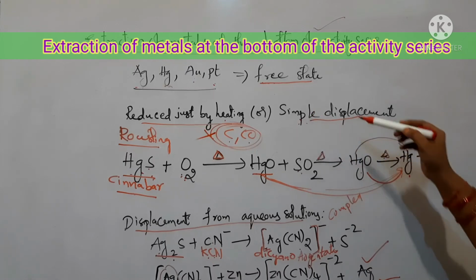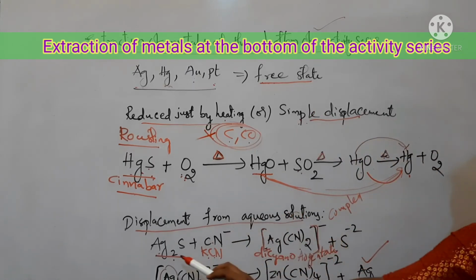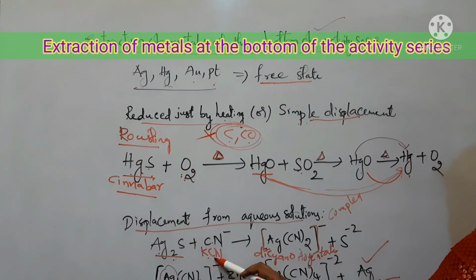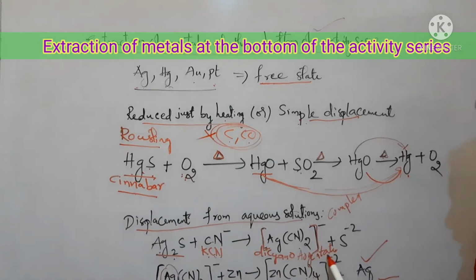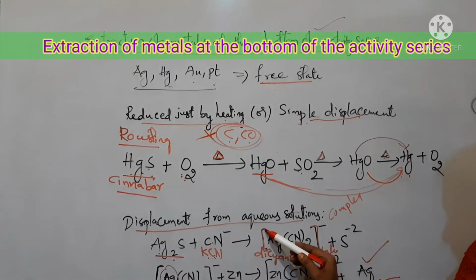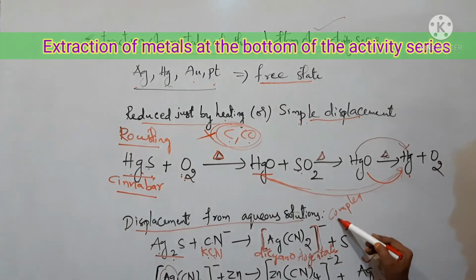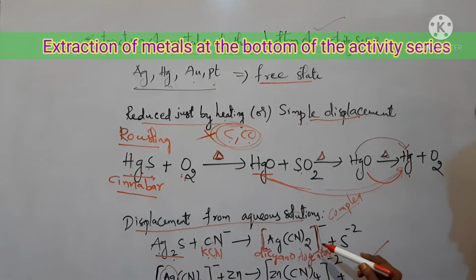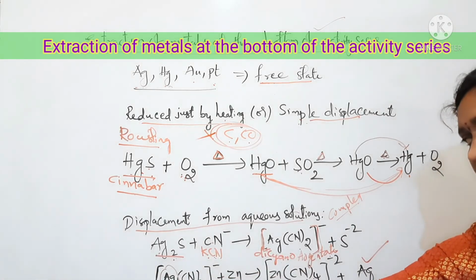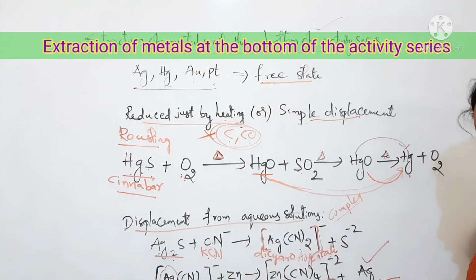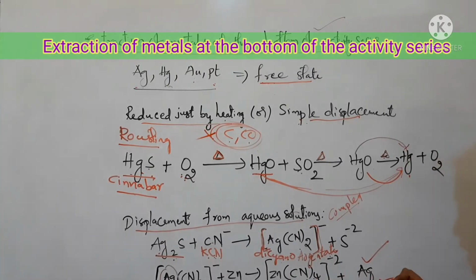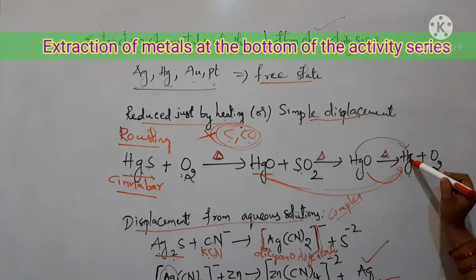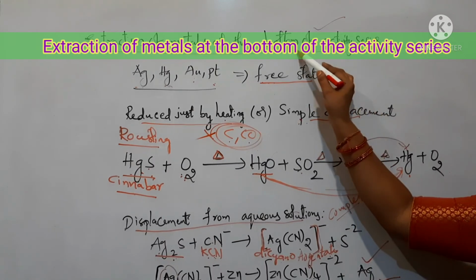Now we'll go for the simple displacement reactions of aqueous solutions. Take silver sulfide and treat it with KCN solution, potassium cyanide solution. It reacts with the CN- ion to form the dicyanoargentate ion. These are complexes which are shown in the square brackets, and you will study about complexes in your higher studies. And this dicyanoargentate ion, when it is treated with zinc dust, this zinc is more reactive than silver, so zinc displaces the silver and occupies its position, and silver comes out as a crude metal. And this is how mercury and silver, which are the metals present at the bottom of the activity series, are extracted.